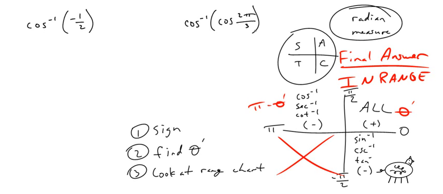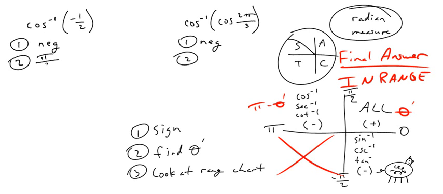Okay, so the first problem, let's follow all the steps here. The first one is the sine is negative. Second step, let's do that for this one. And 2 pi over 3, of course, we're over in this quadrant here, so it's negative. Second step is the cosine of what is 1/2? Well, it's pi over 3. And this one, I don't have to look at that, it's just pi over 3. Look at the bottom number there. And the third step, look at the range chart. It's negative. It's pi over 3, so it's pi minus pi over 3, which is 2 pi over 3. So that's my answer.